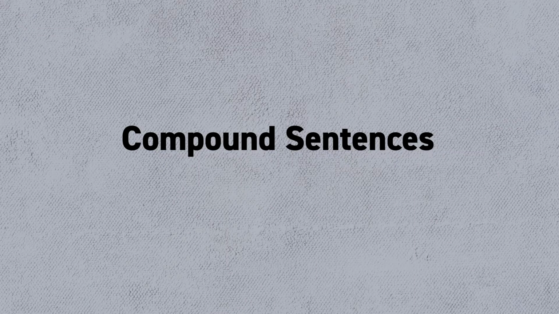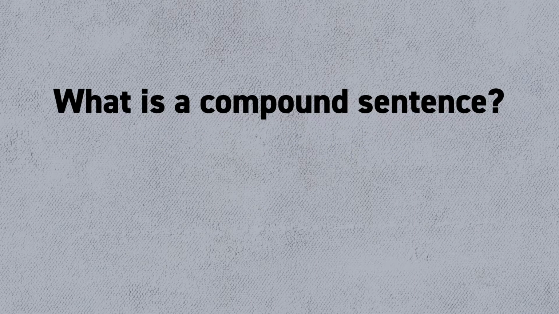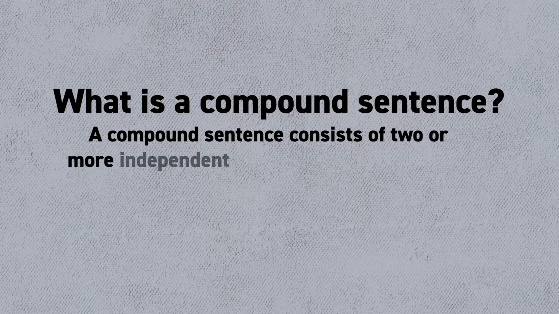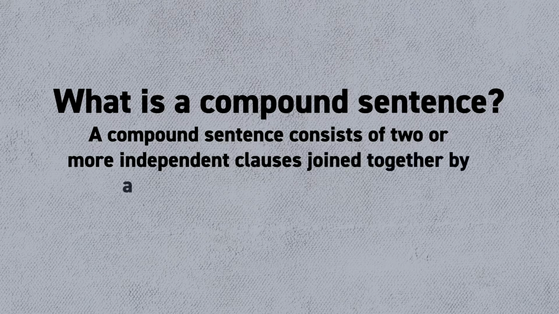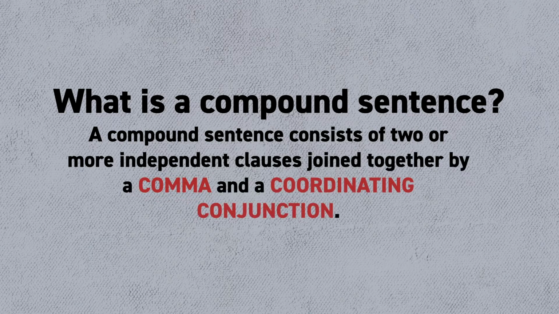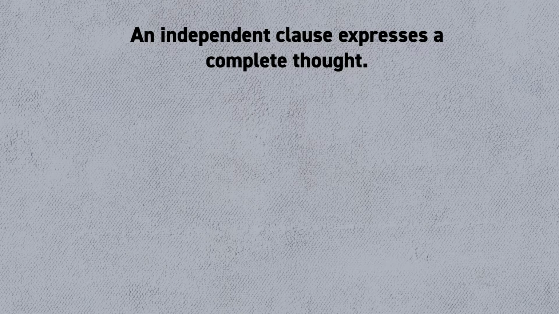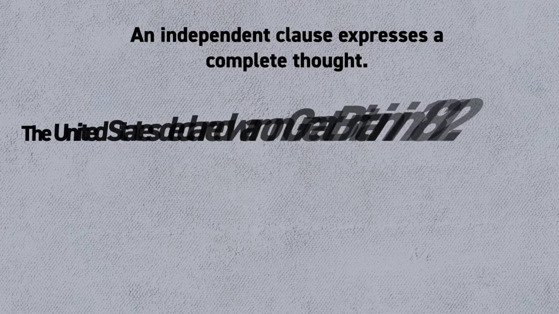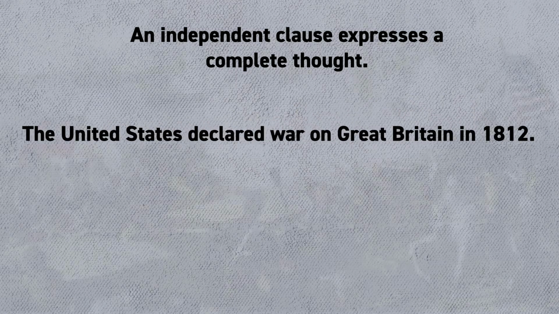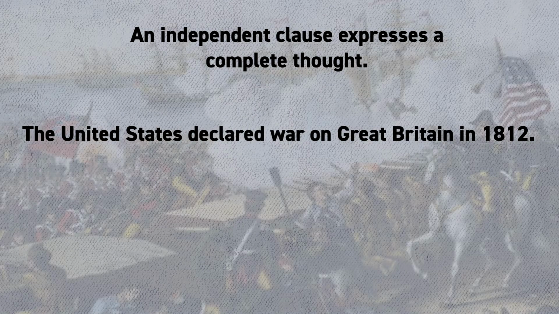Compound sentences. What is a compound sentence? A compound sentence consists of two or more independent clauses joined together by a comma and a coordinating conjunction. An independent clause expresses a complete thought. An example would be, the United States declared war on Great Britain in 1812.